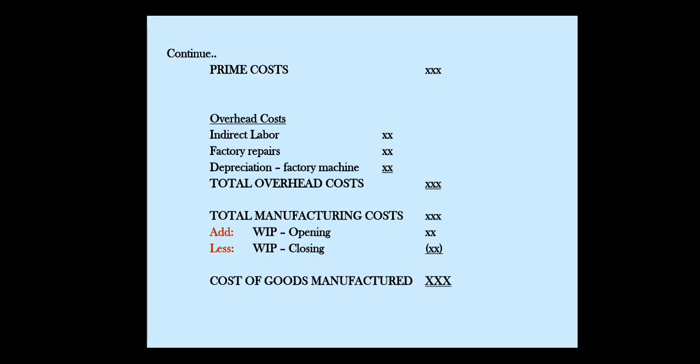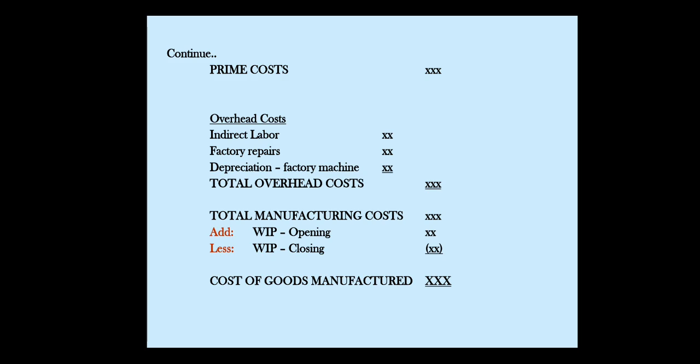And then you have to show all the overhead costs related to the business. The overhead costs can be indirect labor, factory repairs, depreciation of the factory machine or equipment. So there are many more, I think. And then you calculate the total overhead costs. When you add the prime cost plus the total overhead cost, you will get the total manufacturing cost.